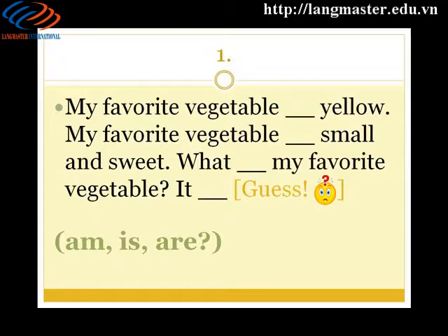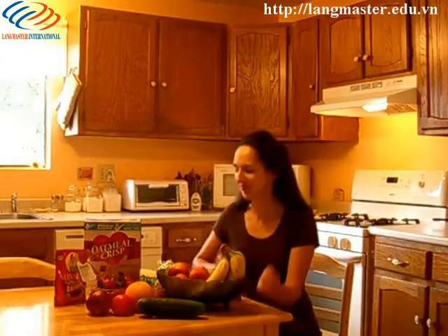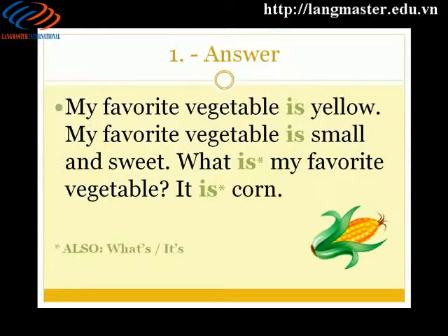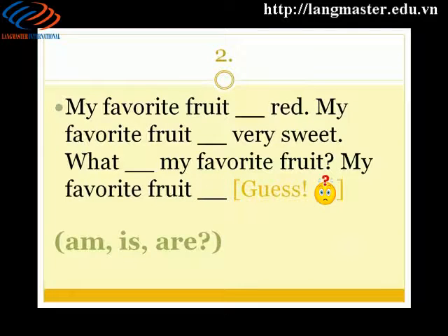Number 1. Use forms of be to complete the statement. If you need more time, use the pause button. Now listen to the answer. My favorite vegetable is yellow. My favorite vegetable is small and sweet. What is my favorite vegetable? It's corn. Now read the answer. My favorite vegetable is yellow. My favorite vegetable is small and sweet. What is my favorite vegetable? It is corn.